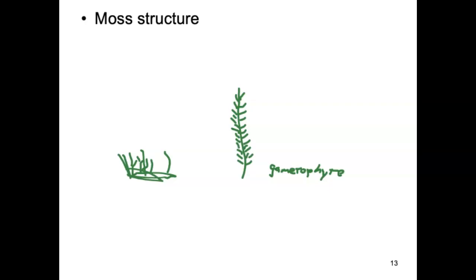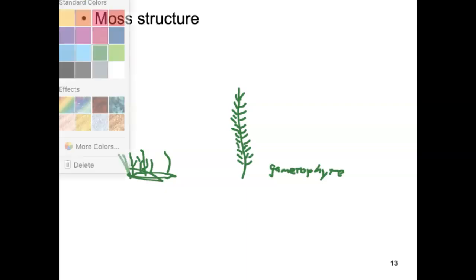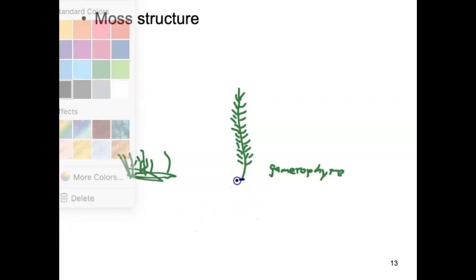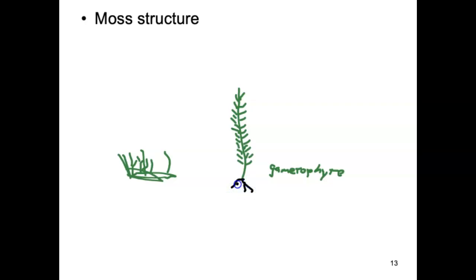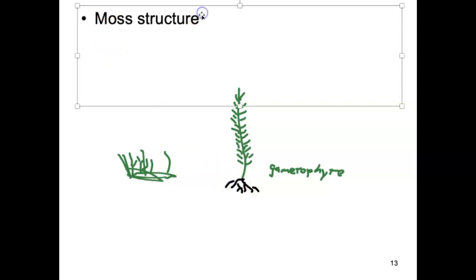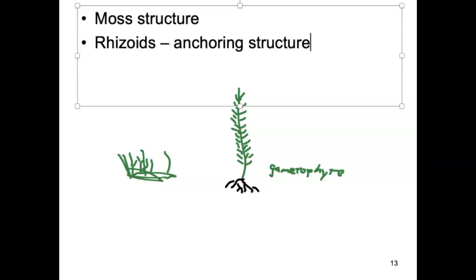Once you have the gametophyte, you have an anchoring structure holding it to a substrate, acting as an anchor. And remember what we called that. The rhizoids. The little anchoring structures there.